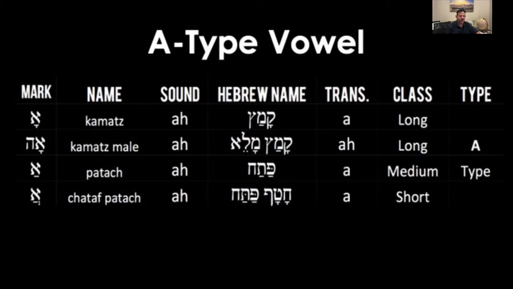So we have kamatz, kamatz maleh, which is long, patach, which is medium, and chataf patach, which is short. And so we have long, medium, or short. Think of the sound of a shofar, the long sound, the medium sound, and the short staccato blast that you hear when you hear the sounding of a shofar with its many different lengths of sound. So lines that look like a T or a hyphen are usually going to indicate a vowel pronounced ah.